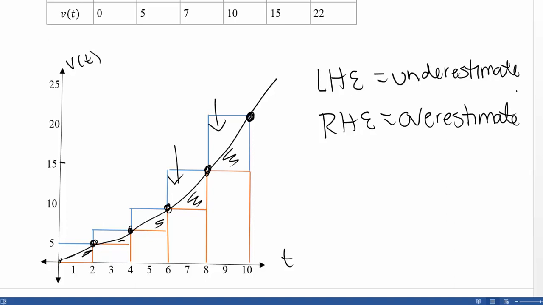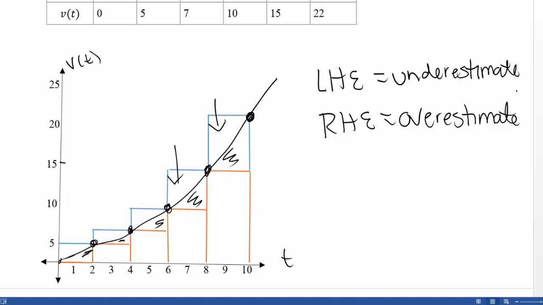So when we find a left and a right hand estimate, one of them is an overestimate and one of them is the underestimate. The overestimate is going to be whatever the bigger number is, and the underestimate will be whatever the smaller number is. So that's why we have that interval of 74 to 118. One of them is too much area, the 118, and one of them was not enough area, which was the 74. It has to be somewhere in between.